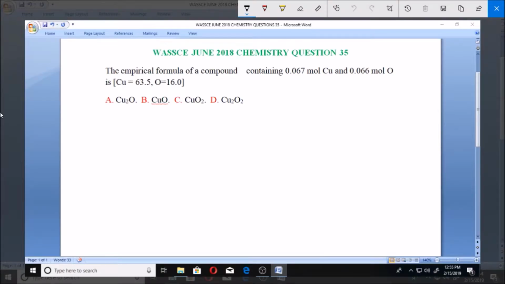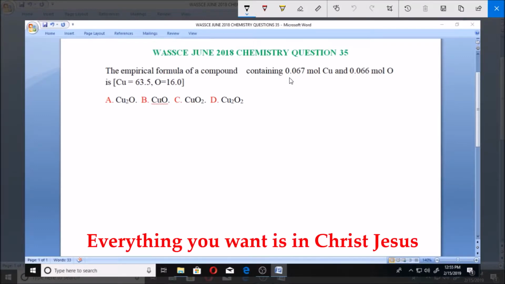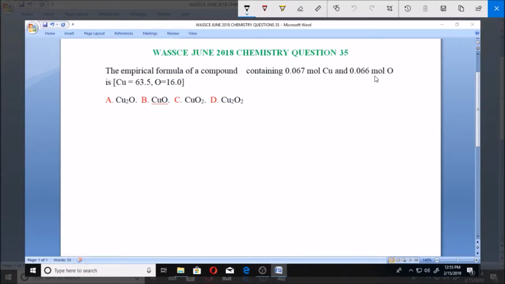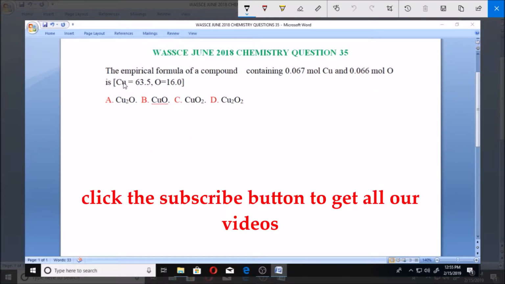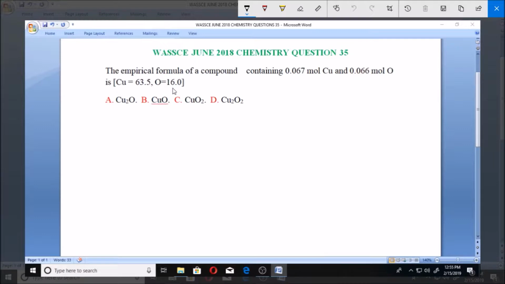Yes, let's look at question number 35 for WAEC Chemistry 2018. The empirical formula of a compound containing 0.067 mole copper and 0.066 mole oxygen, given that Cu is equal to 63.5 and O is equal to 16.0.